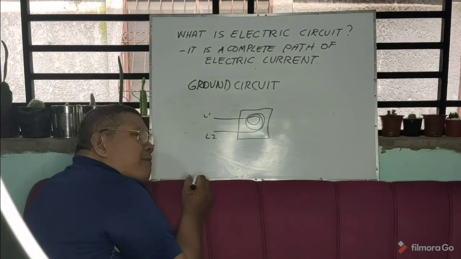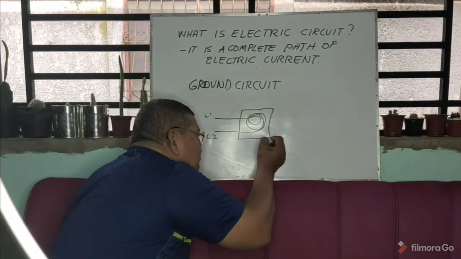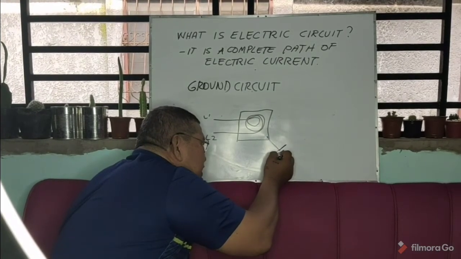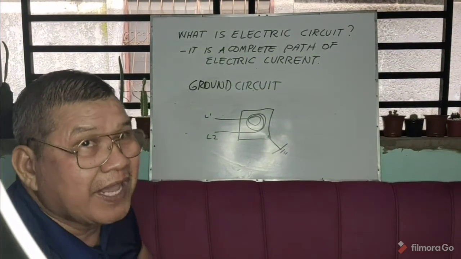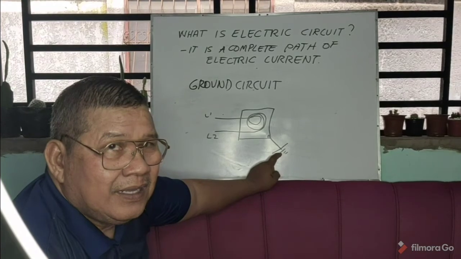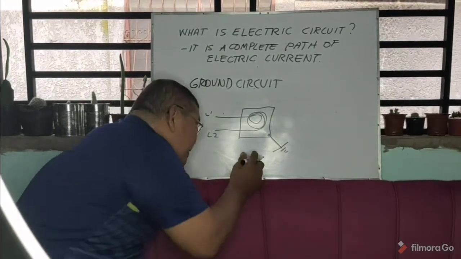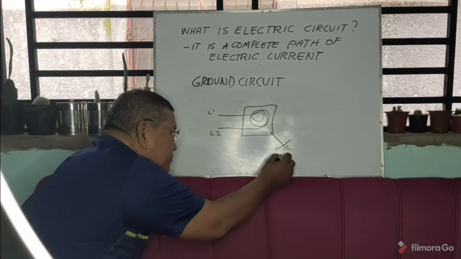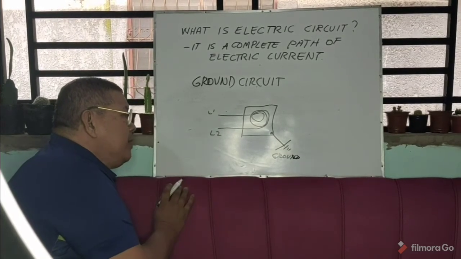In every appliance, especially a high-powered appliance, there is always a ground wire connected to the metal frame, but there is no current flowing here. Now, what is the purpose of the ground wire here? This is the symbol of ground. What is the purpose here?